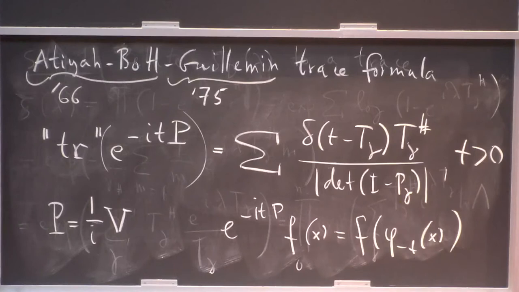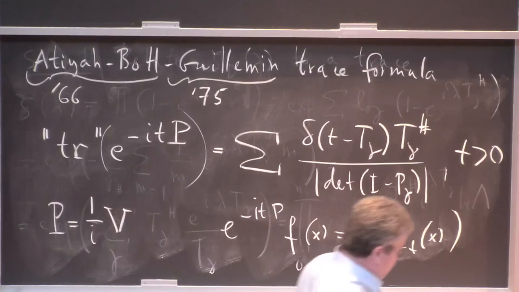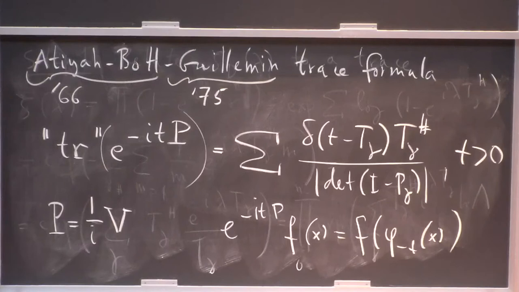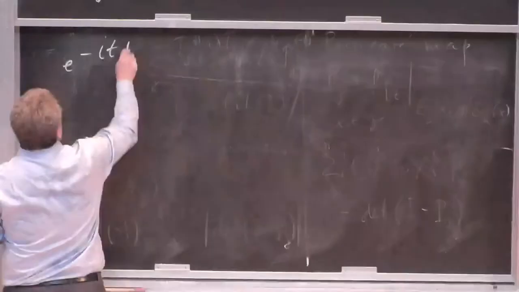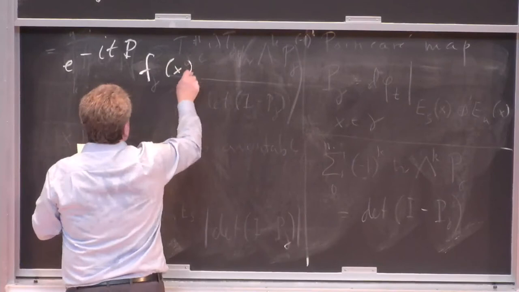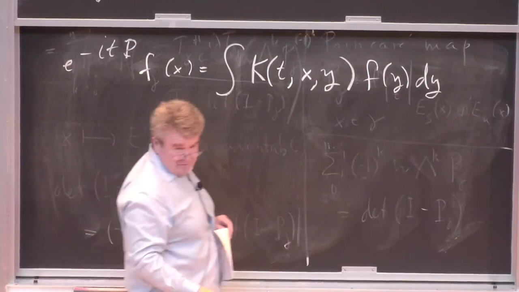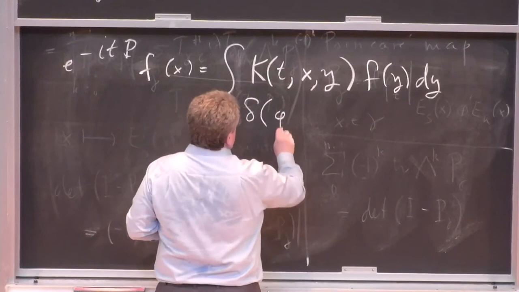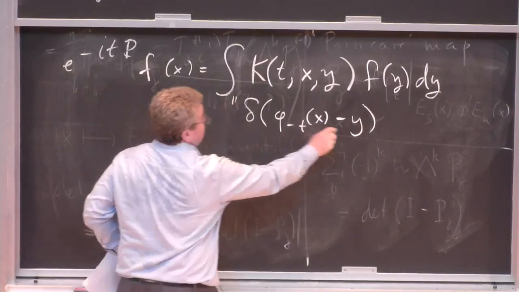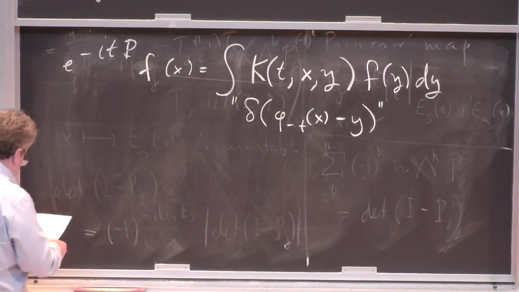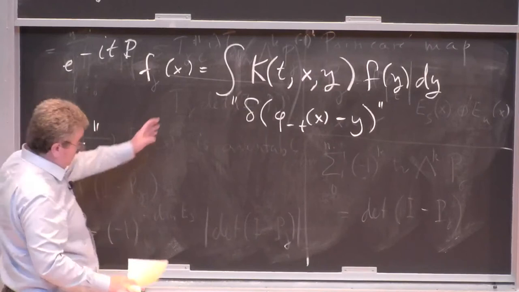So what is the meaning of this trace? Well, the meaning is this: e to the minus itP applied to f of x is given by some distributional kernel applied to f of y dy. In fact, the temptation here is to write this kernel simply as phi minus t of x minus y, in inverted commas. And what happens is that the trace then is defined to be the integral of this over the diagonal.